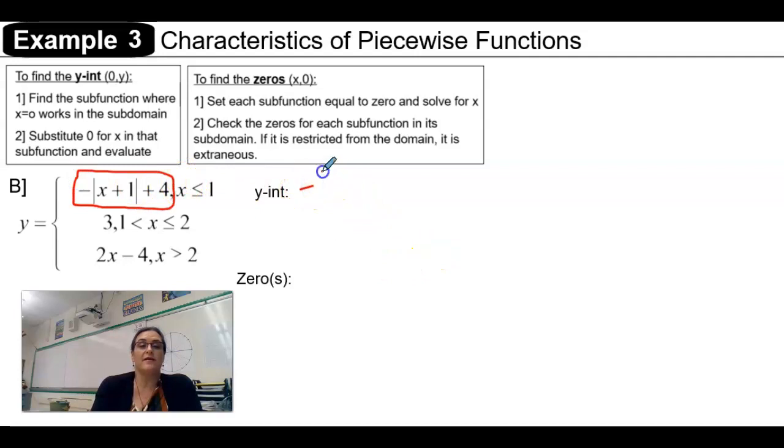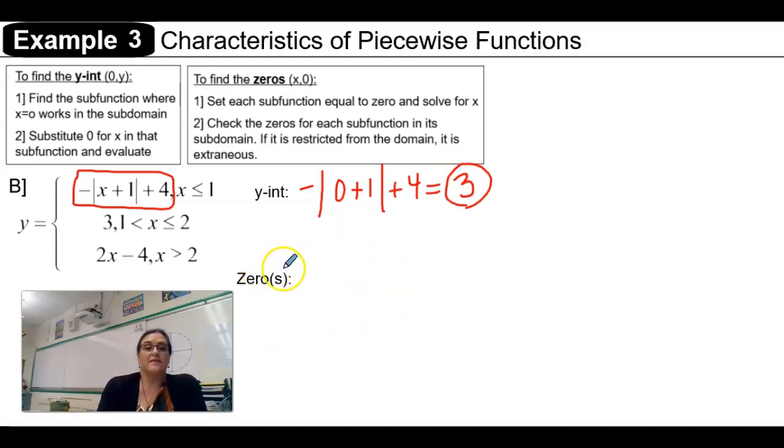So we have negative absolute value of 0 plus 1, and then plus 4. There we go, that looks better. The other one looked like a 9. And that is going to simplify to 1 times negative 1 is negative 1, plus 4 equals 3. So we have a y-intercept of 3.